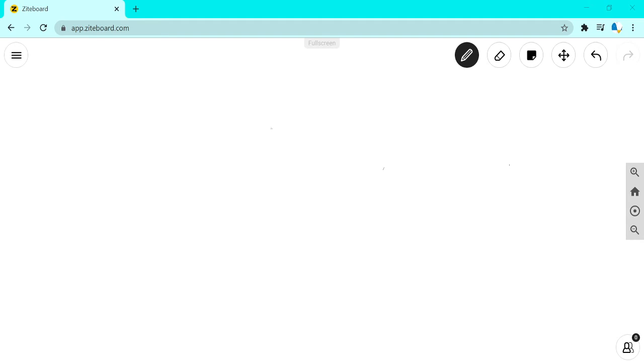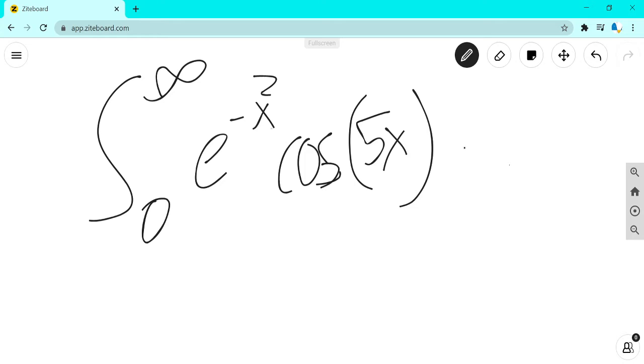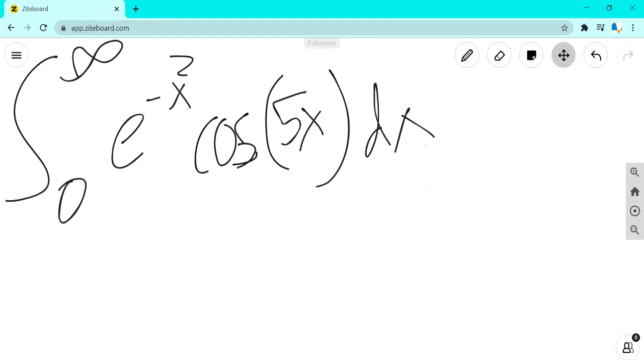Hello everybody, it's Amrit. Today we'll be trying to solve the definite integral from infinity to 0 of e to the negative x squared cos of 5x dx. This can be done using an integral technique called the Feynman technique, created by Richard Feynman.